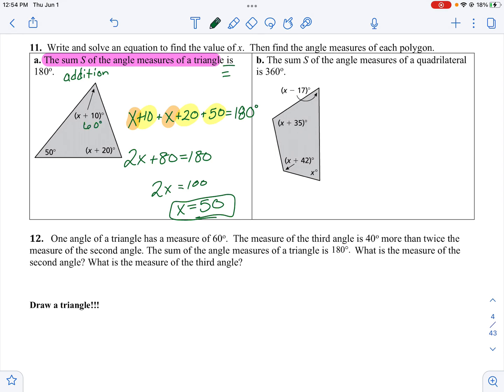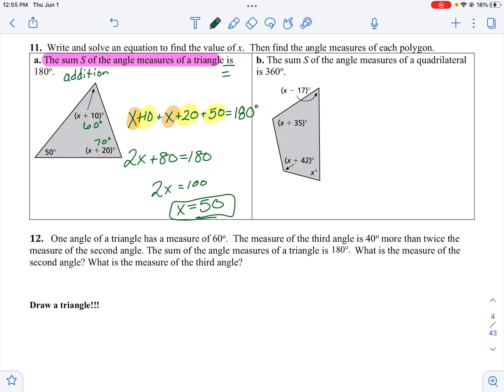50 plus 10 is 60. 50 plus 20 is 70. And if I add 60 and 70 and 50, does that fit my original word problem, where 60 plus 70 plus 50 equals 180? And it seems like it works.